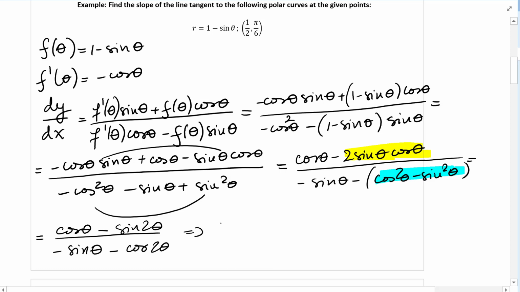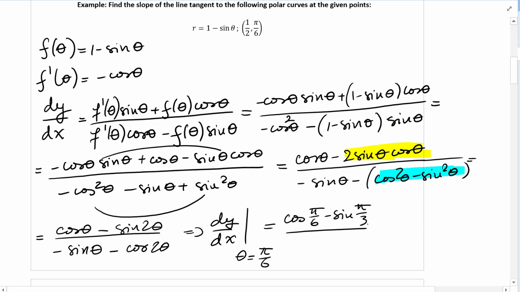So if I want to evaluate dy/dx for theta equals pi over 6, we get cosine of pi over 6 minus sine of pi over 3 over minus sine of pi over 6 minus cosine of pi over 3, right? Because 2 times pi over 6 is pi over 3.